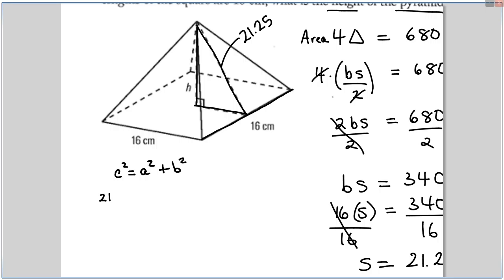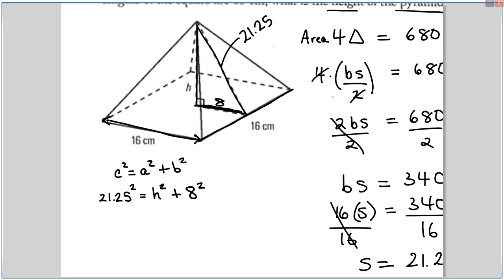C is 21.25. And let's solve for the height. Call it h. And for b, we'll use, what's this distance here? It's half of 16. Half of 16, right?